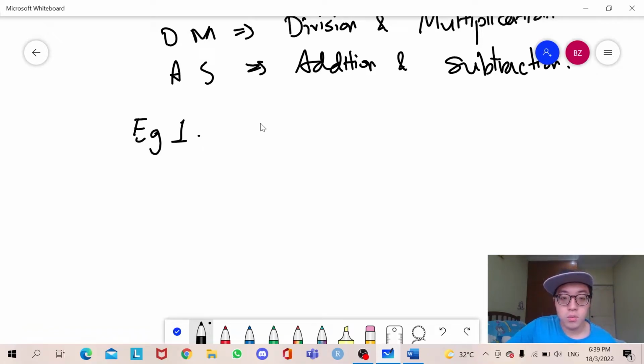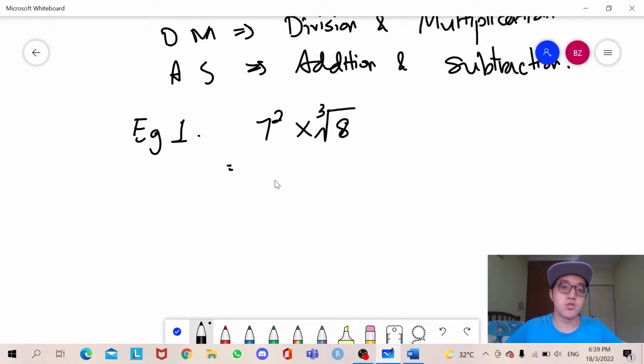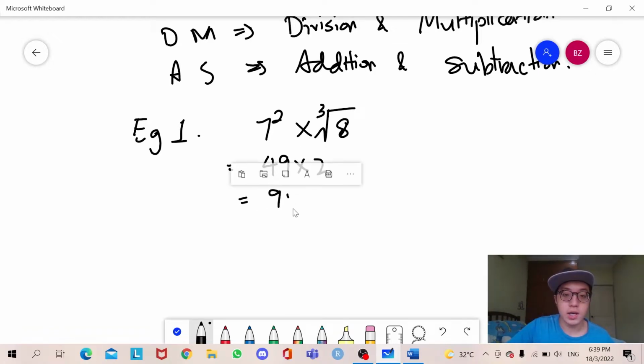Let's work out 7 squared times the cube root of 8. I think it might not be too hard. For 7 squared, you can just key this into your calculator, so you can get the answer easily. So it's actually 49 times 2, which gives you 98. All right, so this is how you work.